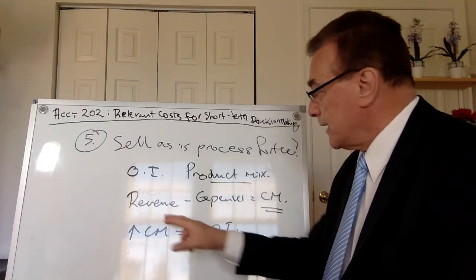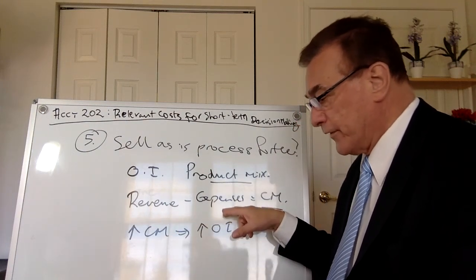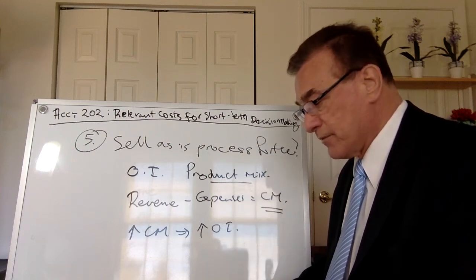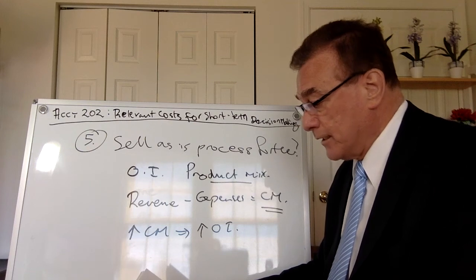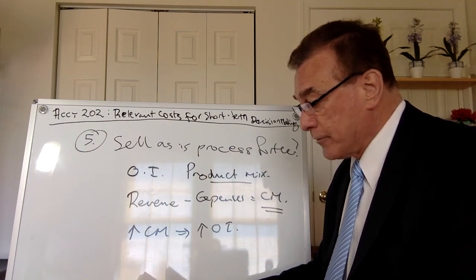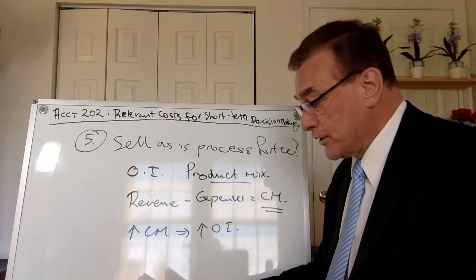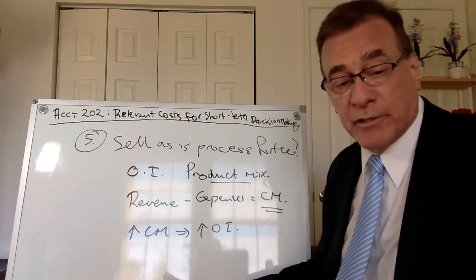So we look at the selling price, which is the revenue minus the variable costs. We consider the incremental revenue and the incremental cost of processing the product further. Will that process increase the contribution margin? If so, you process further, as long as you can sell everything that you process further.